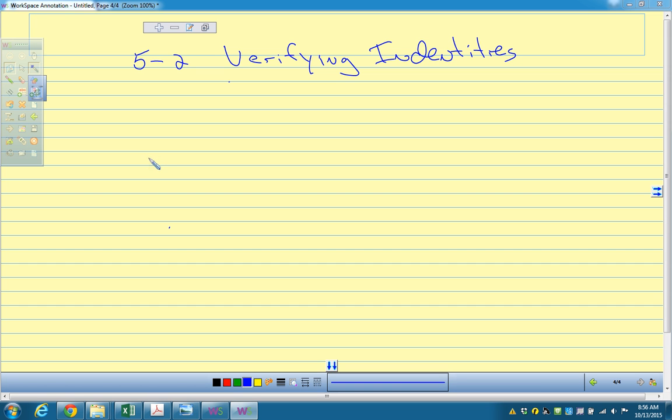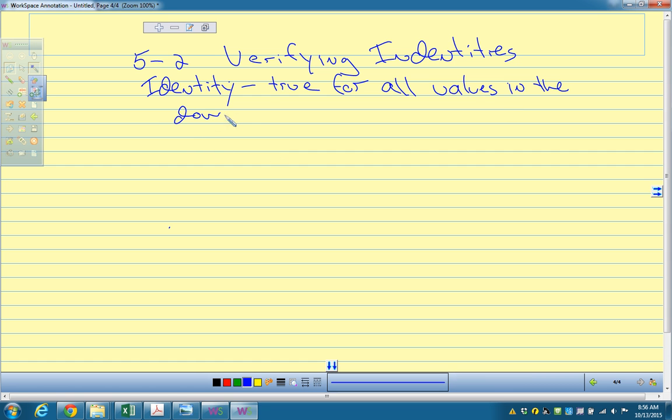So, an identity, okay? What is an identity? An identity is an equation that's true for all values in the domain of a variable. So basically, when you're doing identities, you're trying to show that the left side is equal to the right side, or the right side is equal to the left side.